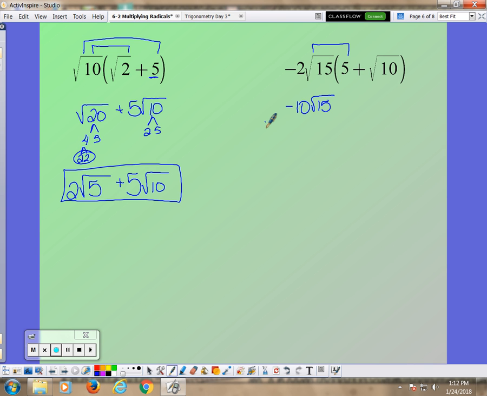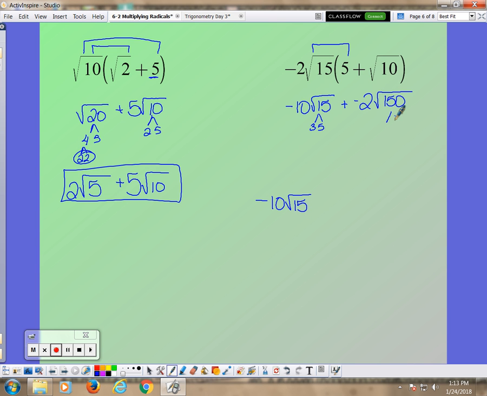I'm now going to take the negative 2, the square root of 15 times the square root of 10, and the negative 2 is just going to hang out on the outside, and 15 times 10 is 150. I look at my 15, that's 3 and 5. I can't do anything with that, so that's going to stay as negative 10 square root of 15.